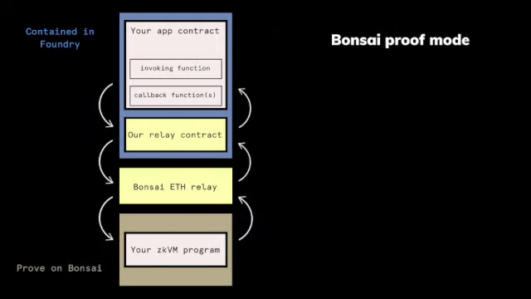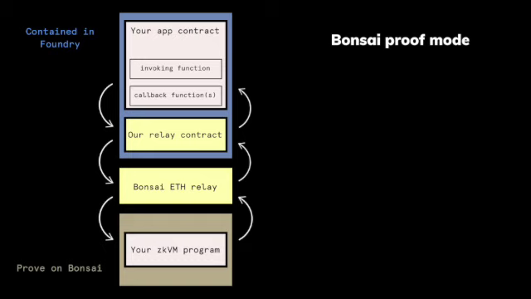So here's the Bonsai proof mode, and in this part you'll notice that you still have everything contained in Foundry, but this time we're using the real relay contract connecting to the Bonsai ETH relay and reaching out to Bonsai, which then generates a proof after running your off-chain compute in the form of the zkVM program. So once you turn on proving with the Bonsai prove mode setting, you're still going to be using these contracts in Foundry, but you'll be hitting the real ETH relay and then running your zkVM program on Bonsai.